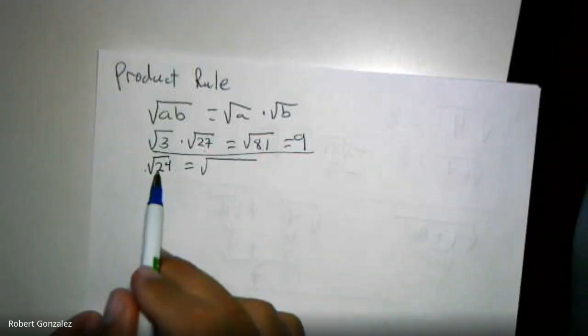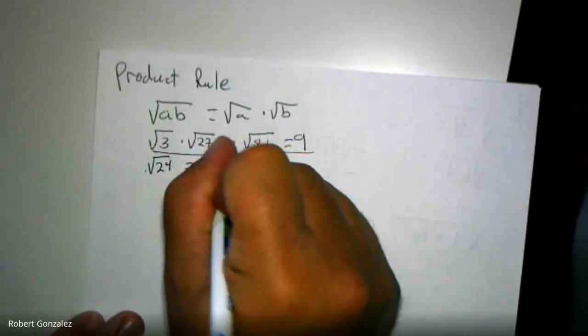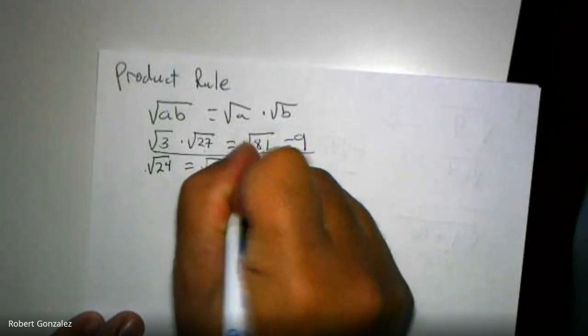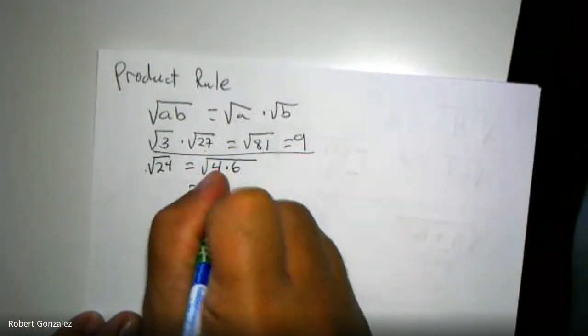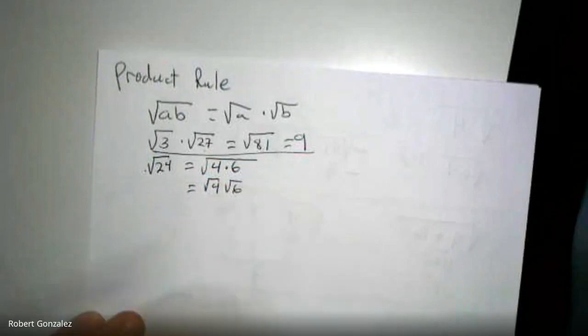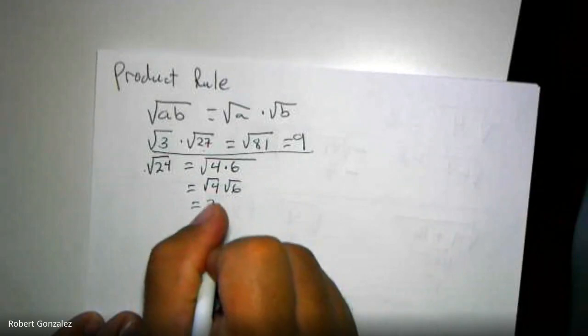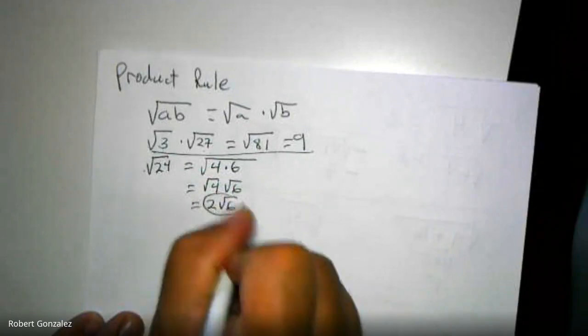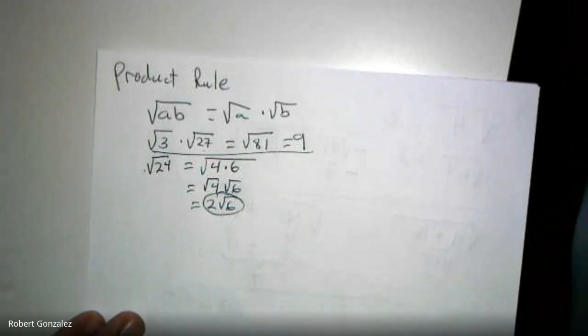So what's the biggest perfect square that goes into 24? Well, the answer is 4. So I can rewrite this as 4 times 6. I can now separate them, and I can actually take the square root of 4. And I get 2 radical 6. Square root of 24 equals 2 radical 6.